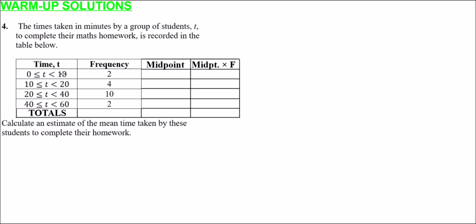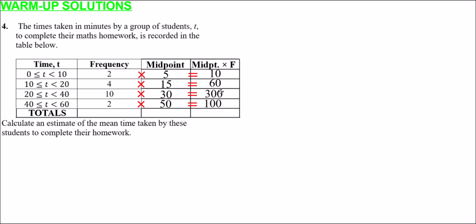So in between 0 and 10, the midpoint is 5. Between 10 and 20, the next midpoint's 15. Then between 20 and 40, halfway of that is 30. The final midpoint is 50. Now we've got all these midpoints, we multiply them by the corresponding frequencies and write the answers in here. So the first one, 2 times 5, 10, 4 times 15, 60, 10 times 30 is 300, 2 times 50 is 100.